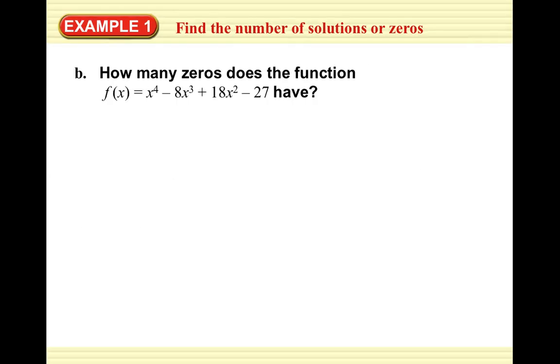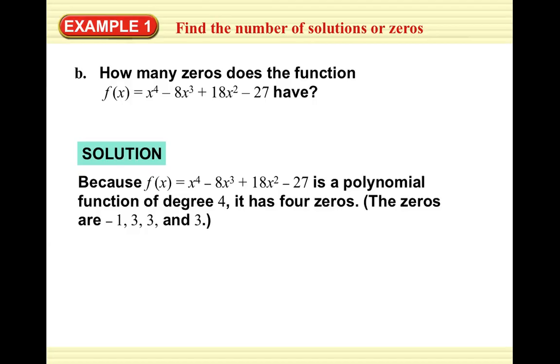Part B, how many zeros does the function f of x equals x to the fourth minus 8x to the third plus 18x squared minus 27 have? Again, the solution tells you that it has 4 zeros because the degree is 4. If you were to solve it out, the zeros are -1 and then 3, 3, and 3, meaning the 3 is repeated 3 times. When we list our zeros, you normally don't list all 3 3s. You would just list the 3 once, because it's only going to hit the graph 1 time at 3. But it tells you that's where 3 of the 4 solutions are coming from.